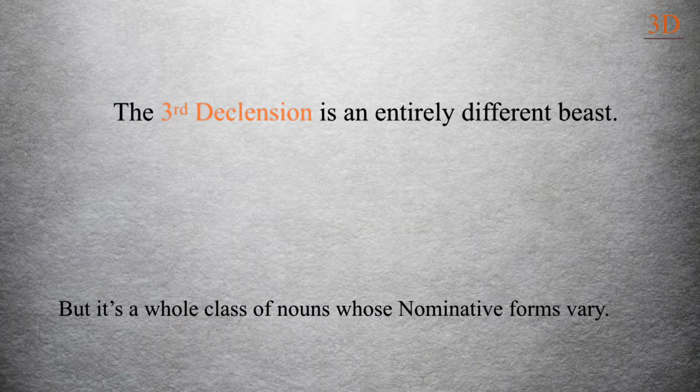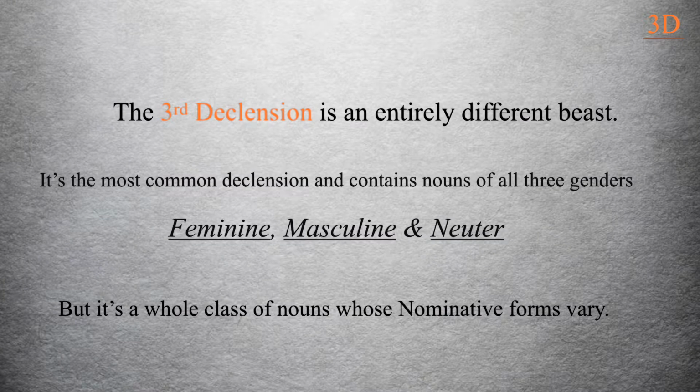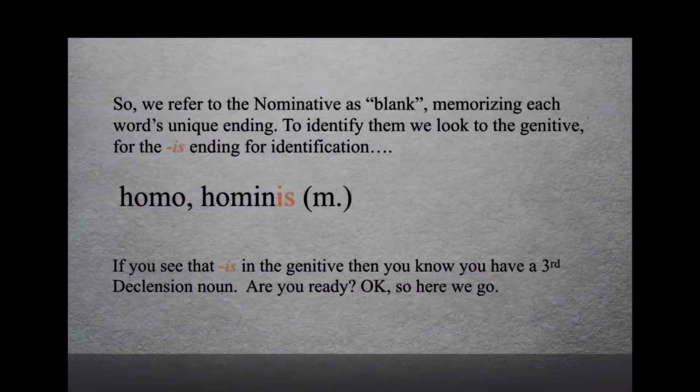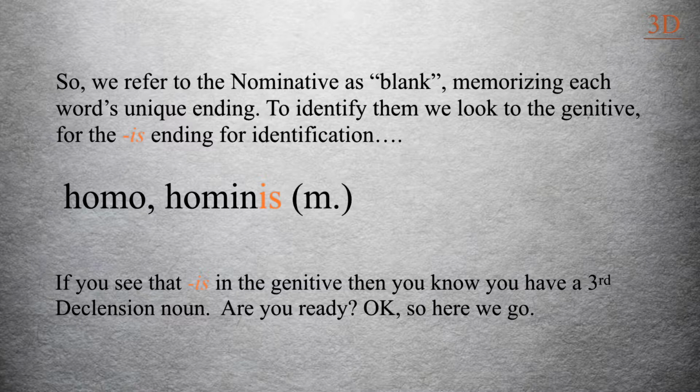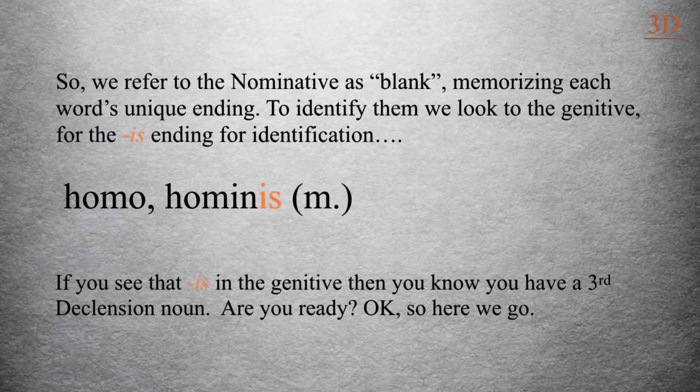The third declension is an entirely different beast. It's the most common declension and contains nouns of all 3 genders, feminine, masculine, and neuter. But it's a whole class of nouns whose nominative forms vary. So we refer to the nominative as blank, memorizing each word's unique ending. To identify them, we look to the genitive for the "is" ending. For example, in the word homo, hominis. If you see that "is" in the genitive, then you know you have a third declension noun. Are you ready? Okay, so here we go.